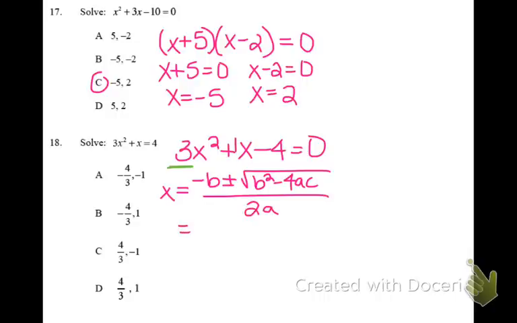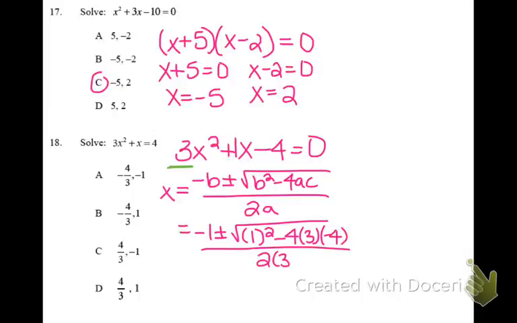So b in this case is 1, so I have negative 1 plus or minus square root of b squared minus 4ac all over 2 times a. So that gives me negative 1 plus or minus the square root. So I have 1 squared minus 4 times 3 times negative 4, which gives me 49 over 6. Square root of 49 is 7. So negative 1 plus or minus 7 over 6.